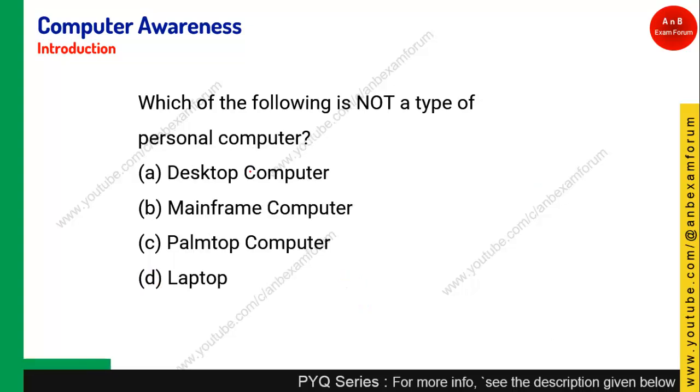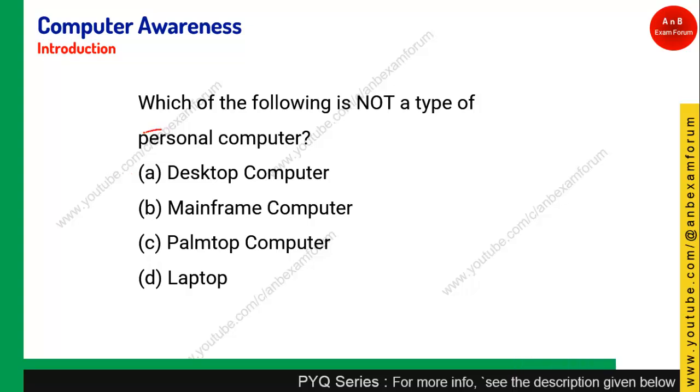Which one of the following is not a type of personal computer? All these are computers, but they are asking which of the following is not a personal computer. Personal means which you can use on your own. Desktop computer, yes, this is basically a personal computer. Mainframe computer is not a personal computer. These are used by companies which need a lot of data processing and a lot of storage. These are very costly, and not personal computers.